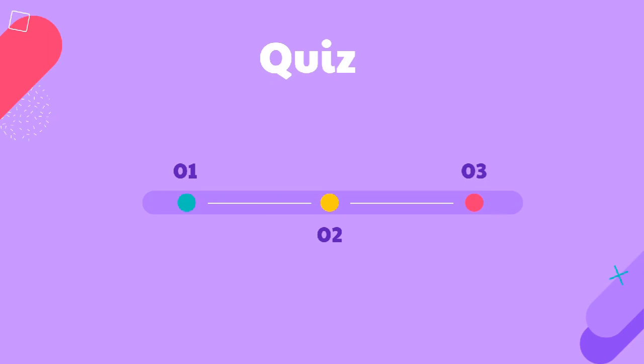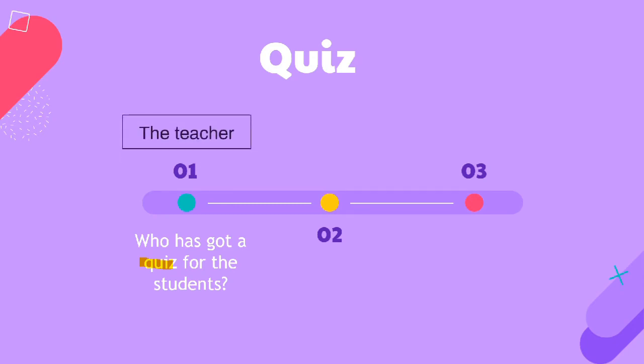Okay, here is the quiz. I have three questions here. So, one, based on the story, who has got a quiz for the students? Who gives the quiz to the students? Amy, Max, or the teacher? Or the mouse? Yeah, that's right. The teacher. The teacher has got a quiz for the students, or the teacher gives the quiz to the students.